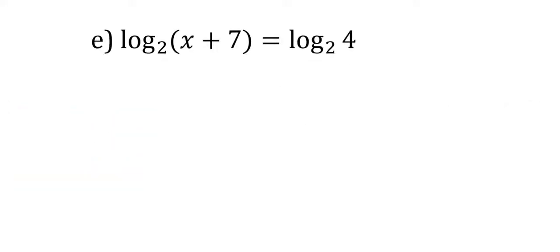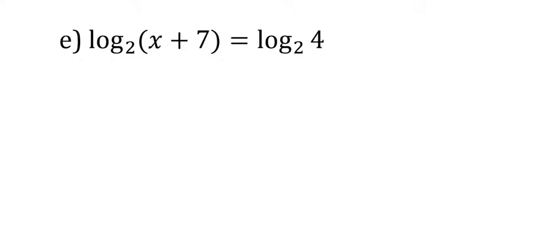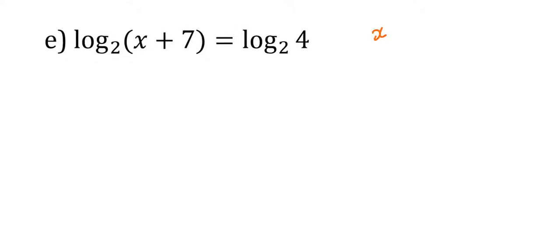So x plus 7 has to be greater than 0, which means x has to be greater than -7. And this is log base 2 of something equals log base 2 of something else. So those things have to be equal. There are 2 ways you can solve this, but I would say this is definitely the easier. How easy was that? As long as you recognize it.